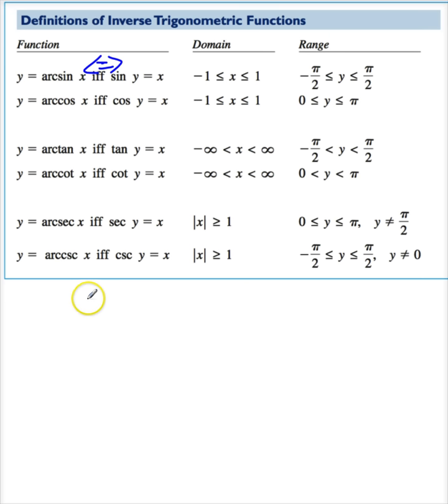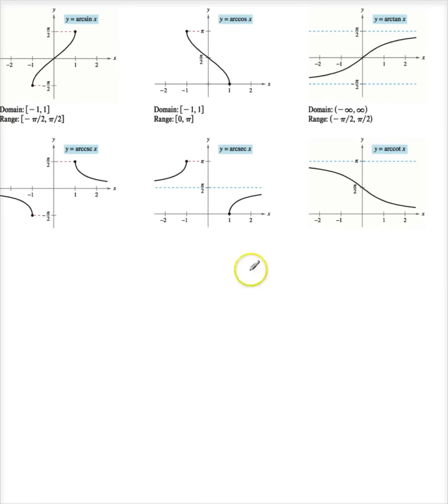Another way to write arcsine, because this is too much work to write, is as the inverse sine of x, and you'll see me flip between those two notations. Now here are the graphs of these six primary trig functions. Inverse sine is defined between x equal -1 and 1, because the range of sine is between -1 and 1. You need to study these graphs.